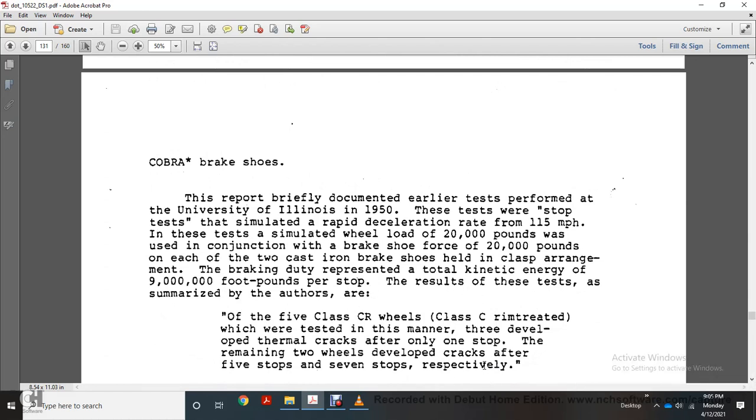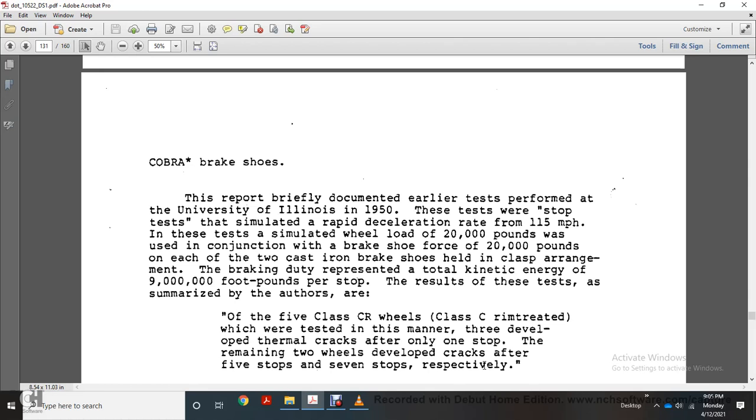The 1950 test was a stop simulated with a rapid deceleration rate from 115 miles an hour. A simulated wheel load of 20,000 pounds was used in conjunction with a brake shoe force of 20,000 pounds on each of the 2 cast iron brake shoes held in the clasp arrangement. The braking duty represented the total kinetic energy of 9 million foot-pounds per stop.